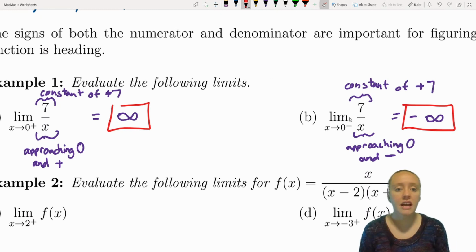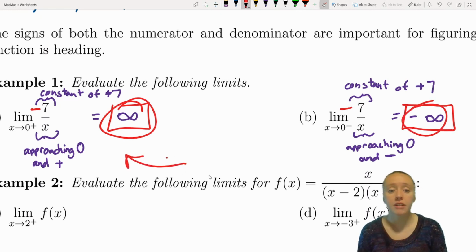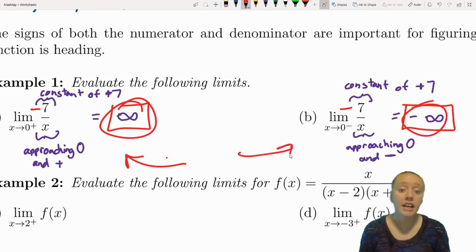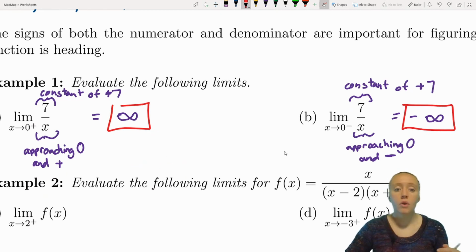So you can see that if I made it negative, that would switch both of the signs for my infinities, because then I'd have a negative over a positive for A and a negative over a negative, which would be a positive for B. So again, the signs are very important when figuring out what our function is approaching. So now that we understand this concept a little more, let's move on to example 2.